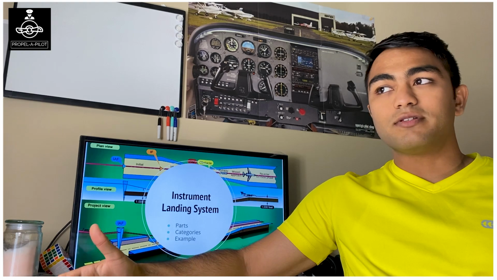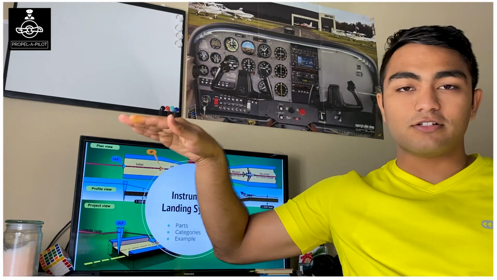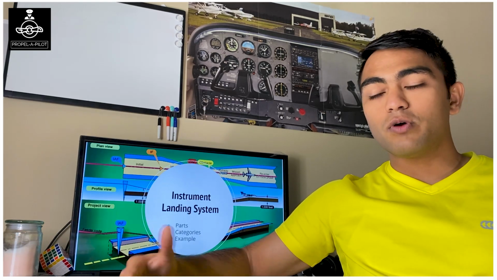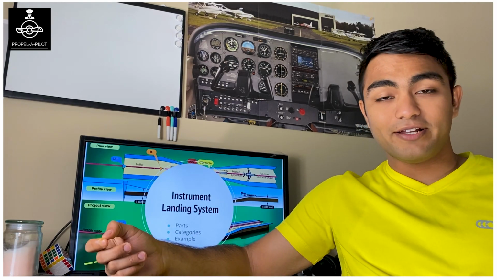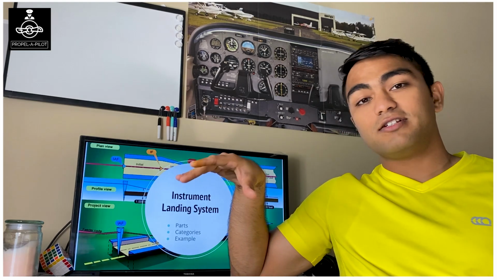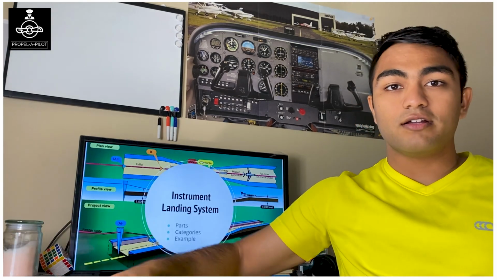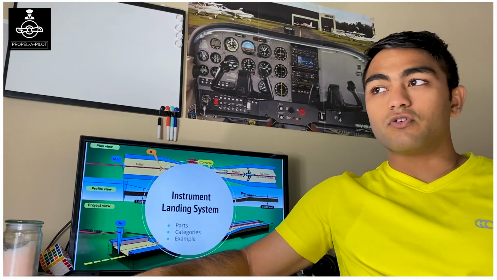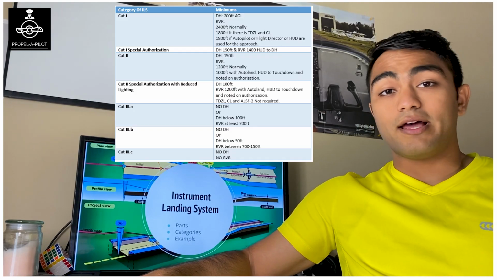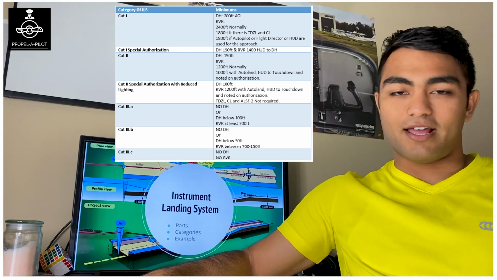So what really happens is when you follow the vertical glide slope down to your decision altitude, you have to have a minimum amount of visibility to continue from decision altitude to land. This decision altitude and the visibility required change with the category of ILS. Let's take a look. Keep an eye on this table while I explain the categories of an ILS.